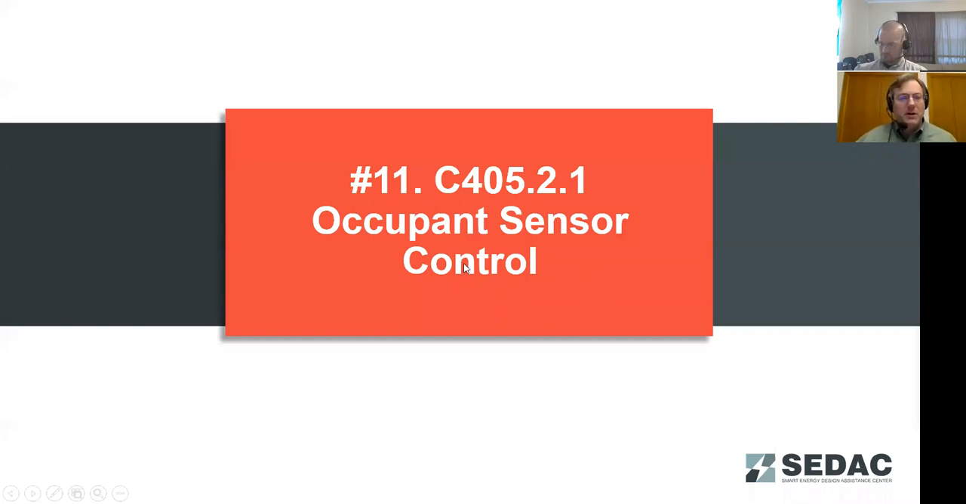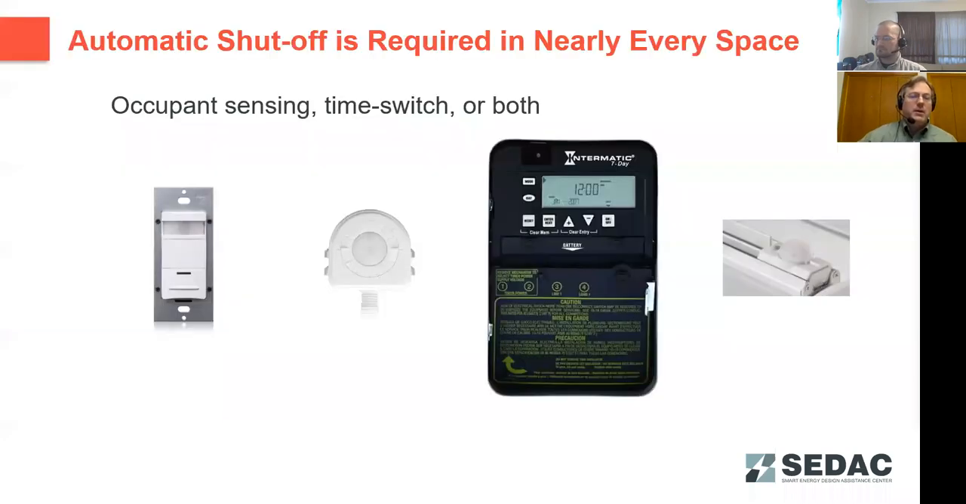So we're going to start in here with occupant sensor controls. First we want to call out that automatic shutoff is required in nearly every space. The code calls out many locations that require occupant sensing devices. For those that do not have occupant sensing devices, then time switch is generally required.